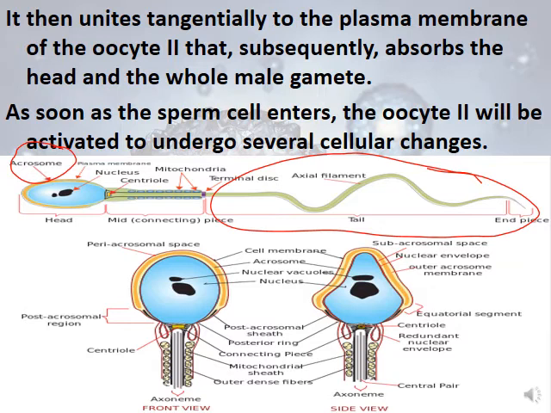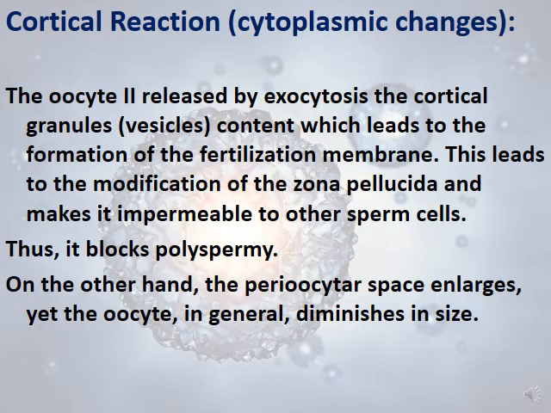As soon as the sperm enters, oocyte 2 will be activated to undergo several cellular changes. They occur at the level of the cell. What are these changes? Cortical reaction and cytoplasmic changes. Oocyte 2 releases, by exocytosis, the contents of the cortical granules. This will lead to the formation of what is known as the fertilization membrane. So oocyte 2 releases by exocytosis the cortical granules, the vesicles. These vesicles, these sacs, contain substances that will lead to the formation of the fertilization membrane.